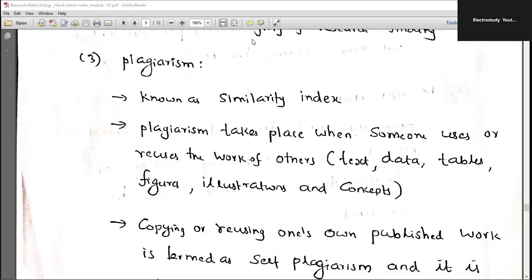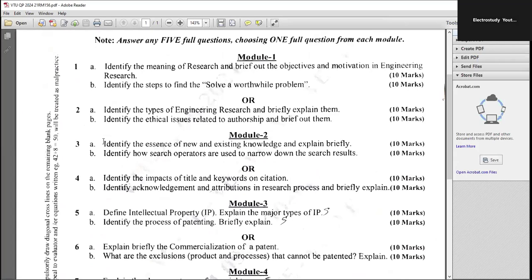Now I'm going to discuss another set. Question number 3A, identify the essence of new and existing knowledge and explain briefly. So that is for module 2. Now I'll be showing you the essence of new and existing knowledge.